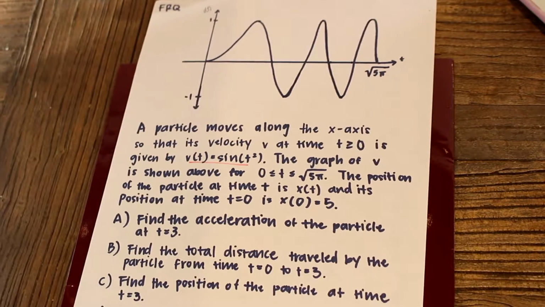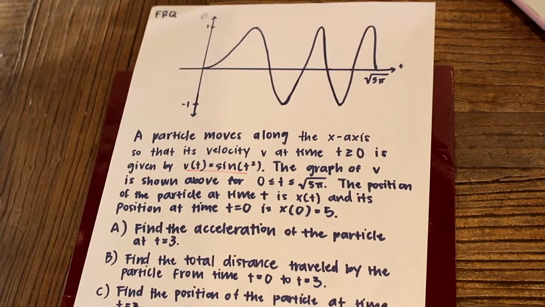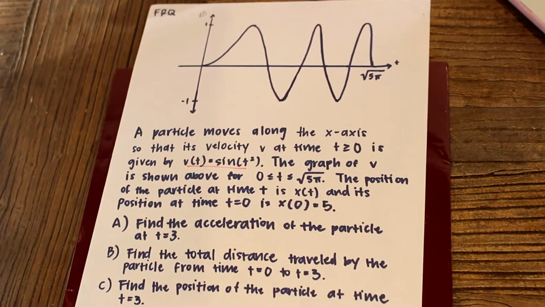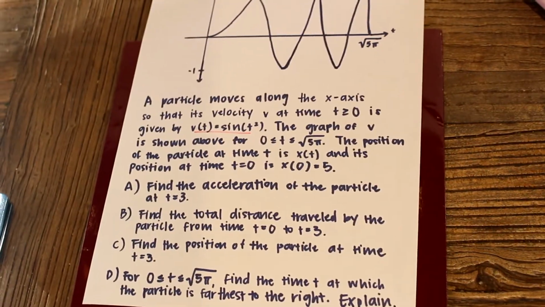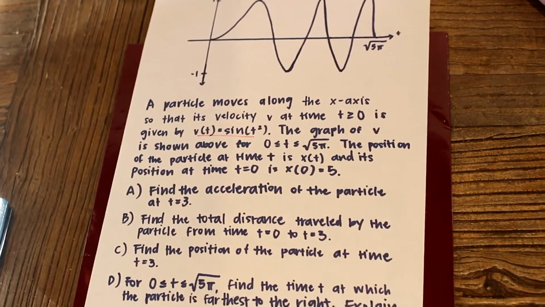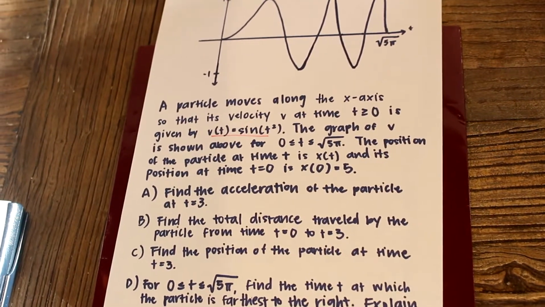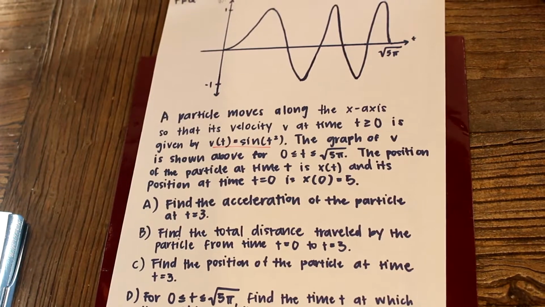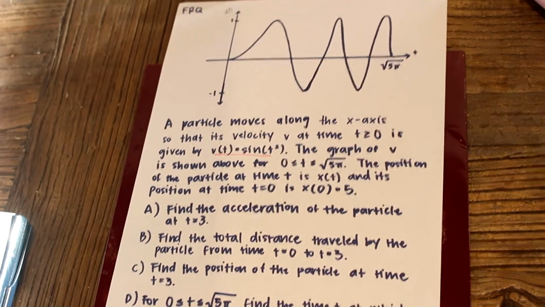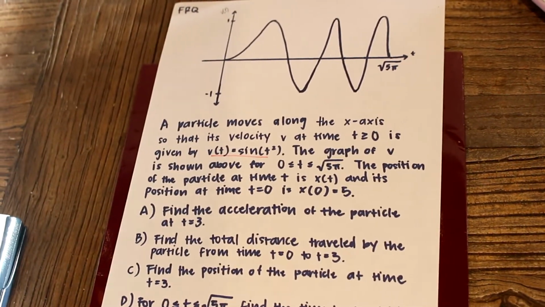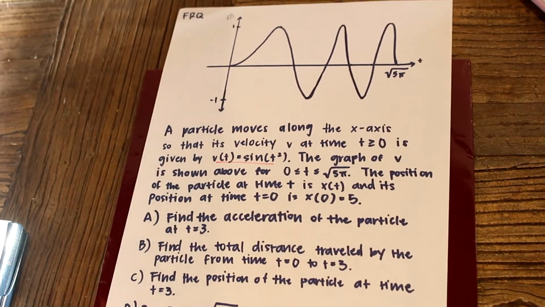A particle moves along the x-axis so its velocity v at time t, when t is greater than 0, is given by v of t equals sine t squared. The graph of v is shown above for the interval 0 to square root of 5 pi. The position of the particle at time t is x of t, and its position at time t equals 0 is x of 0 equals 5.